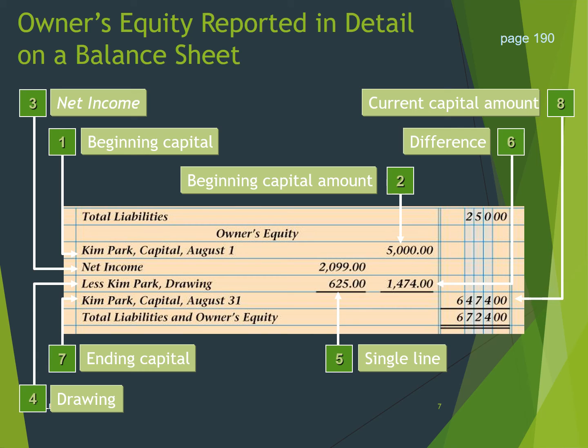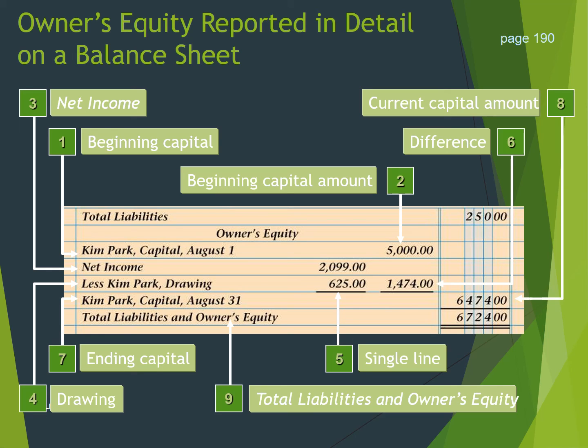Then we are going to write on the next line Total Liabilities and Owner's Equity. To determine our total, we will add our August 31st capital balance of $6,474 to our total liabilities of $250. Our new total liabilities and owner's equity is $6,724, which is equal to our total assets.